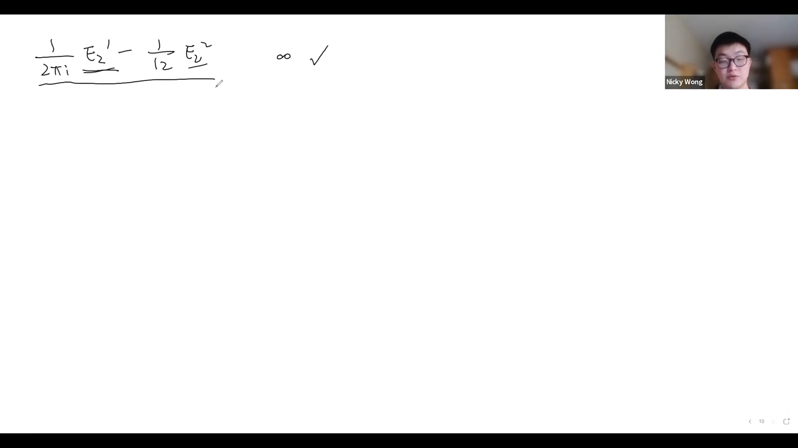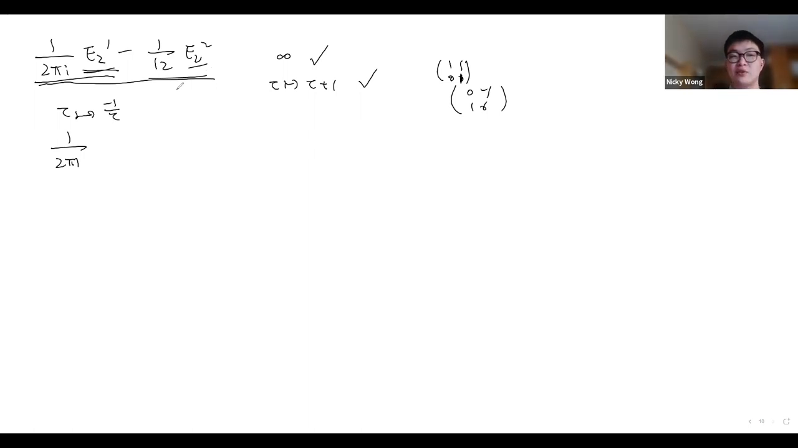The next thing we're going to show is the condition star. So what happens when tau goes to tau plus one? Again, because we've got a Q expansion, this is automatically satisfied. So the last thing we need to do is the matrices. So this is 1 1 0 1, and this is 0 minus 1 1 0. Let's think about this. We're going to do these things separately. We want to see E2 prime of minus one divided by tau. So the first thing we have is the chain rule. So for minus one over tau, you would take the derivative, which is one over tau squared.